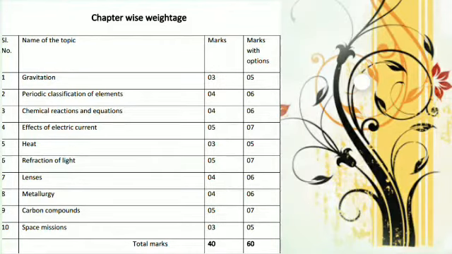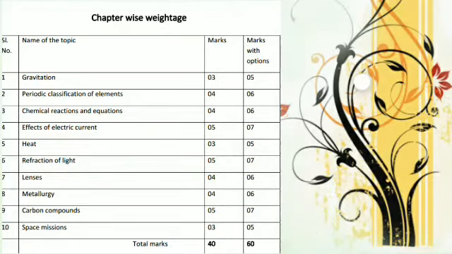Heat, 3 compulsory and 5 with option. Next is refraction of light, 5 compulsory and 7 with option. Next, 7th lesson, lenses, 4 marks compulsory questions will be asked and 6 with option. Next, metallurgy, 4 compulsory, 6 with option.